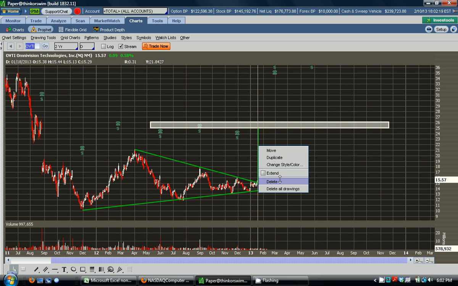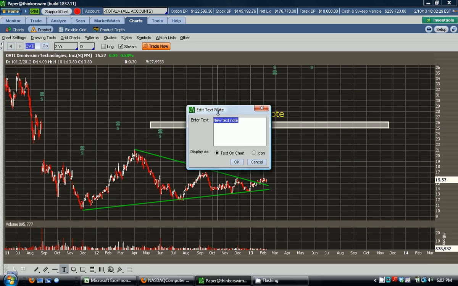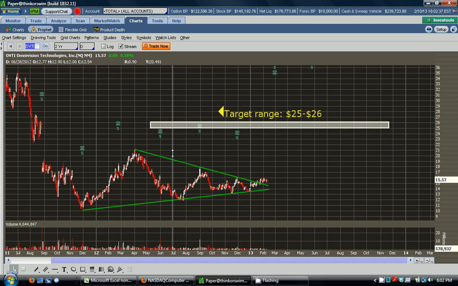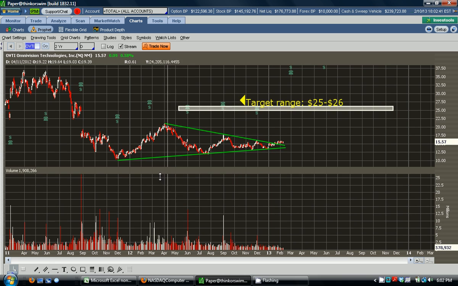So you see right now at about $15.57. Now, this would be a long-term trade, obviously. It looks pretty good from a risk-reward standpoint so far. So target range is about $25 to $26. And now we actually have to look at the supply and demand side of this to see if there's actually enough to sustain this breakout.